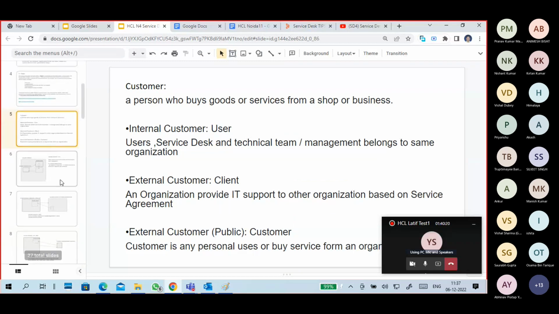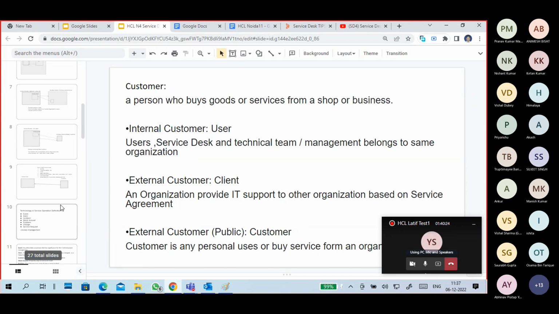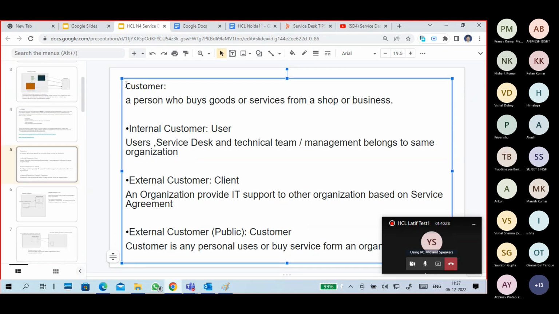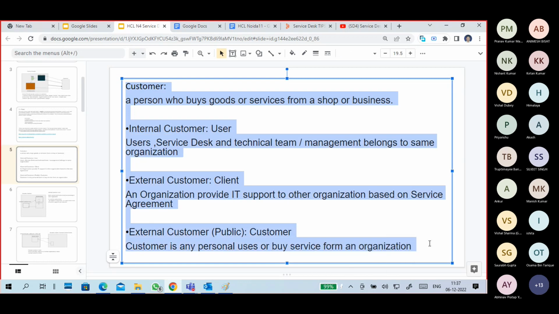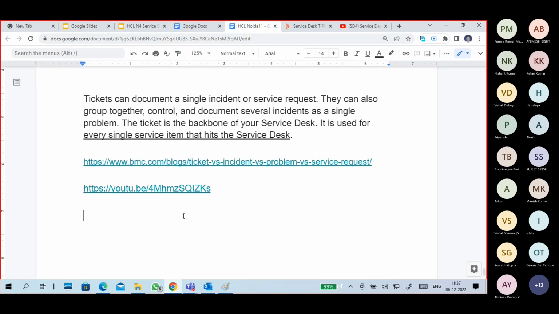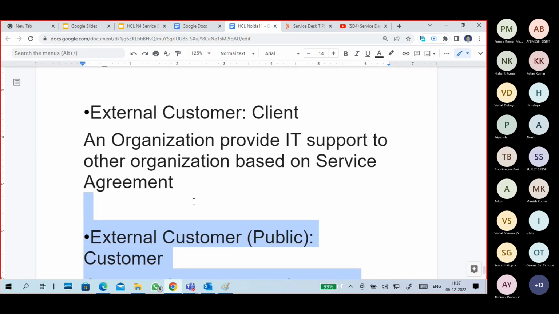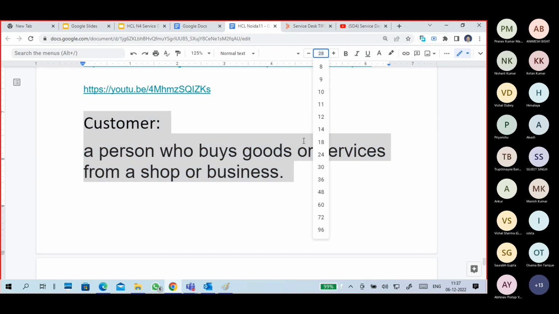I still haven't started the service desk, but I will tell you about the service desk once I finish this customer. Guys, are you understanding these points, completely new or completely bored? Hmm? Anything?